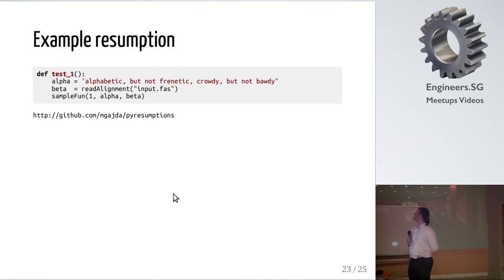So the example resumption is here. It's just a unit test without checking any assertions. Just take the arguments. In this case, two of them are representations. Instead, there is an alignment, which is read from file. And you call the function.